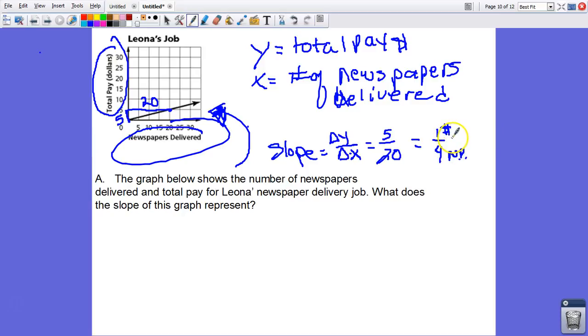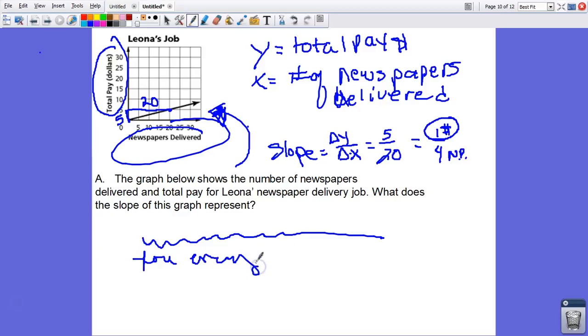So what does the slope mean? The slope means that for every... and I want you to write this down in a complete sentence right here in the correct spot. For every... and I'm not doing a good job because I want to see who's actually listening to this and who's just trying to copy it down.